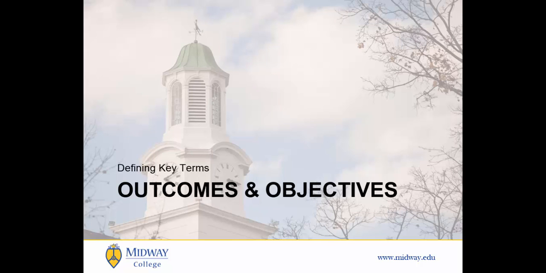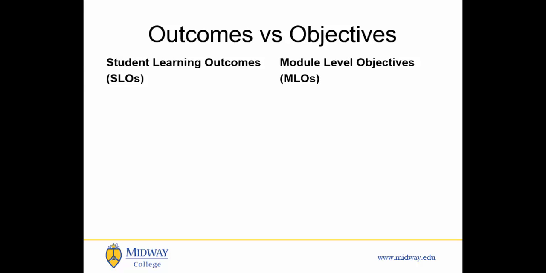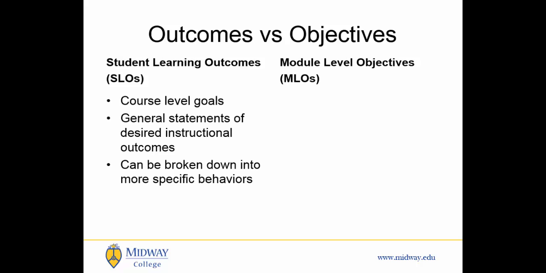The first part of this presentation will define key terms, outcomes, and objectives and illustrate their relationship within the course components. Much confusion exists about the definition of outcomes and objectives. Part of the confusion results from the fact that the terms are often conflated even in the literature. For the purpose of this presentation, we will define student learning outcomes, SLOs, as the course level goals that are usually communicated to your student in the syllabus. They are general statements of desired instructional outcomes and can be broken down into more specific behaviors. The module level objectives, or MLOs, are specific weekly objectives you will address throughout the course.